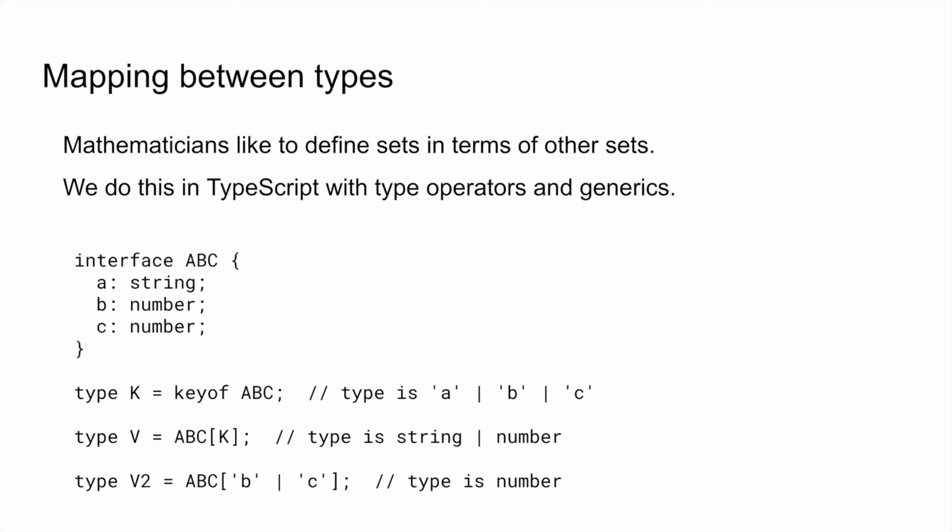We can index into a type, so we can look up the value types associated with particular properties. The types associated with the values of ABC are string or number. Or if we just want to look at the types associated with B and C, we could do ABC of B union C, and the type comes back as number.